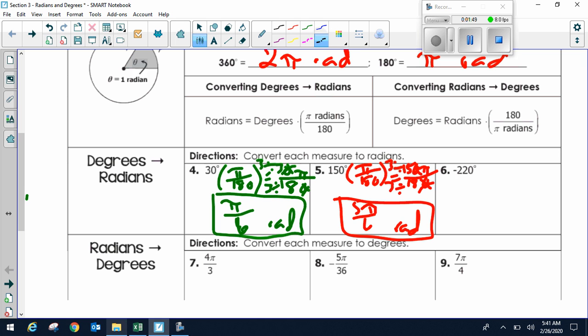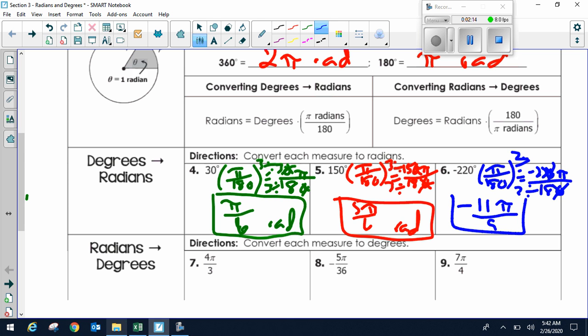And for this last one, multiply by pi over 180. So you get negative 220 pi over 180. And drop the zeros since they both have a 0. They're both divisible by 2, so I'm going to divide them by 2. And I get negative 11 pi over 9. So that's going from degrees to radians.